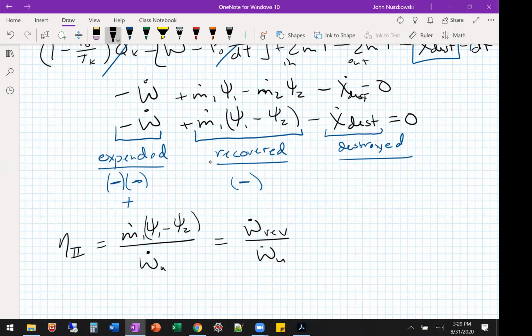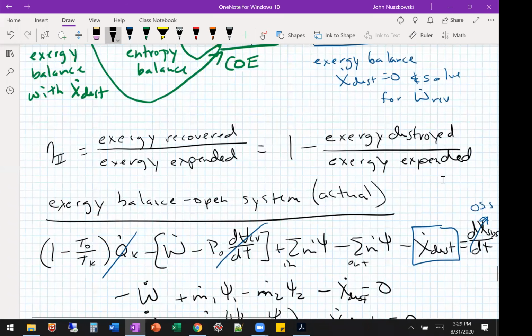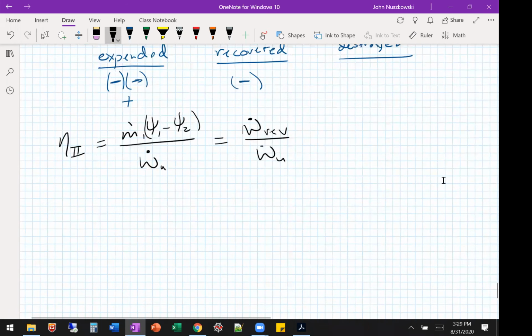You could also use the 1 minus version: 1 minus exergy stored over exergy expended, which then you just put in 1 minus X destroyed, or T naught S gen, and then have your work useful. Okay.